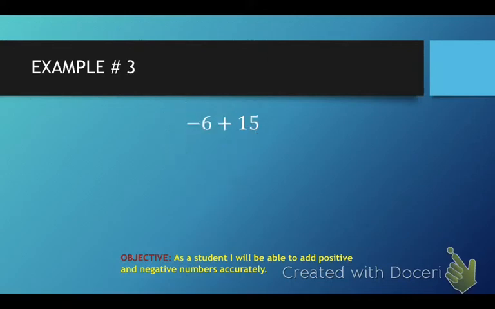Now, moving on to example number 3. Here we go. We have -6 and plus 15. So -6, that's a negative number, that means that's a bill. And that plus 15, because that plus sign is right in front of that digit, it gives us an allowance. So we have an allowance of $15.